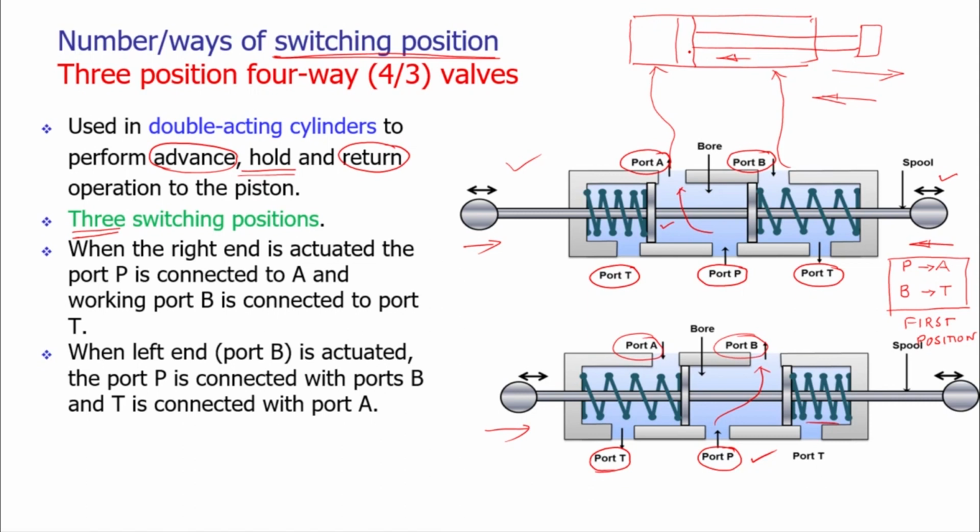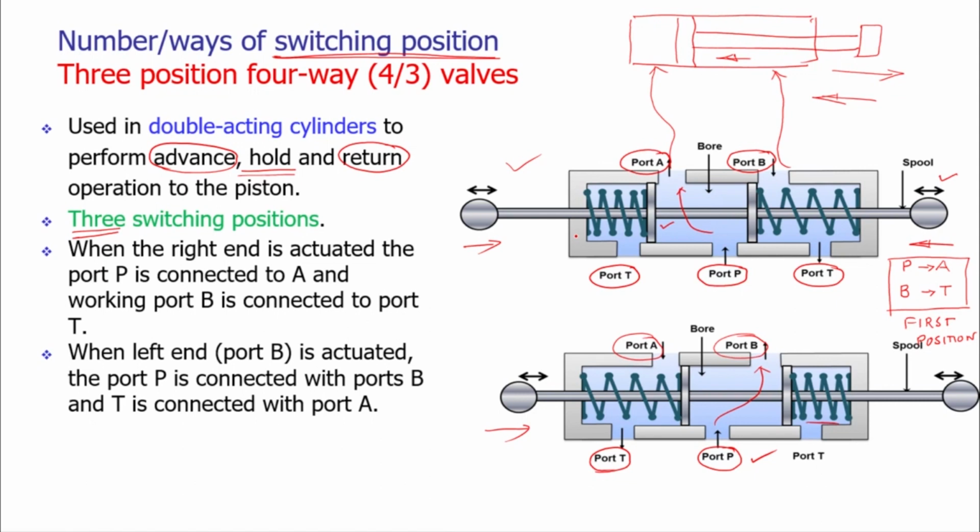So in between also we can achieve a position. That position is the holding position. That third position is applied when we are not connecting the power port with port A or port B. So it may be a situation that port B is connected to the tank port itself, and port A and port B are blocked. So they are not connected to port P or they are not connected to port T. Whatever the fluid inside the actuating cylinder, that will be there itself.